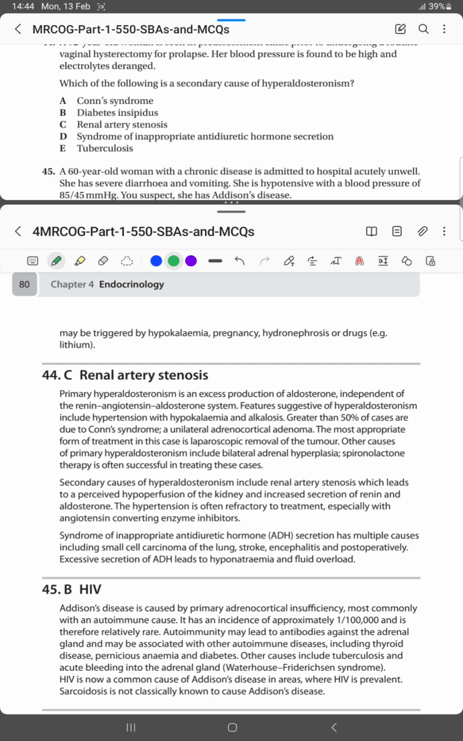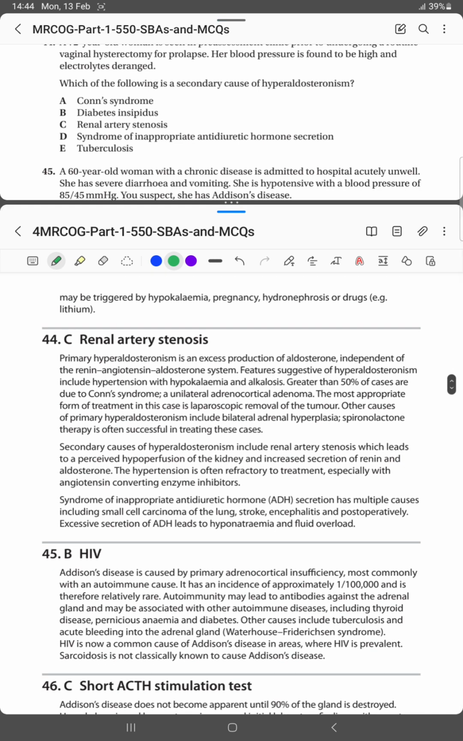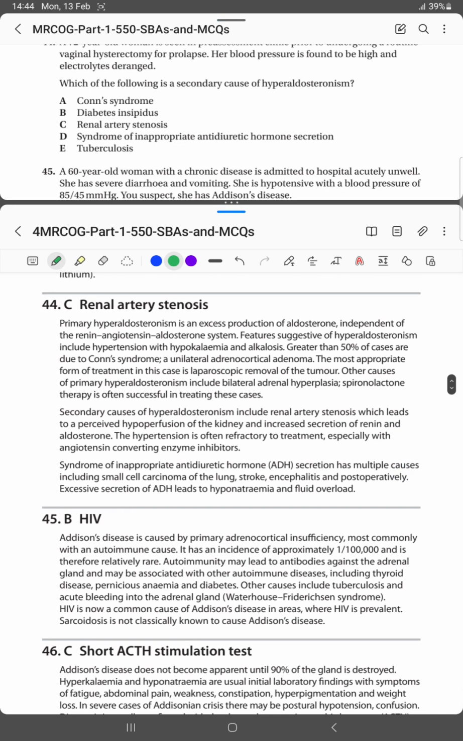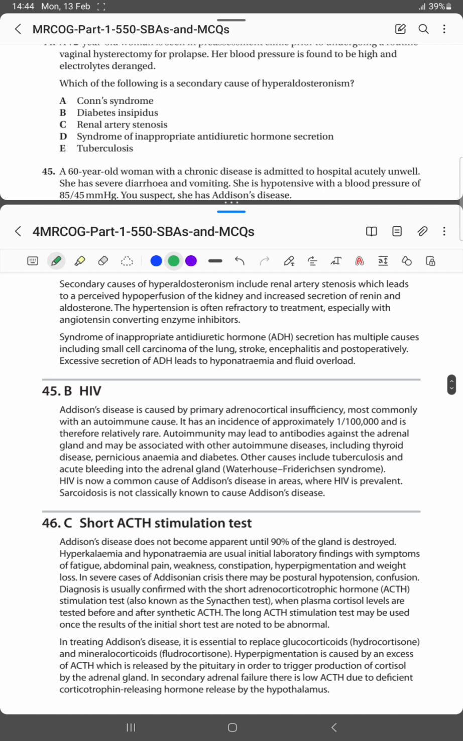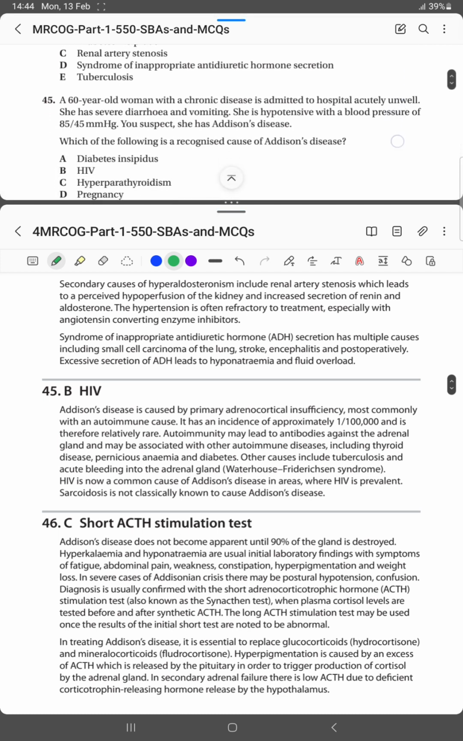The syndrome of inappropriate antidiuretic hormone secretion has multiple causes, including small cell carcinoma of the lung, stroke, encephalitis, and the postoperative state. Excess secretion of ADH leads to hyponatremia and fluid overload. Now let's move to our next question.